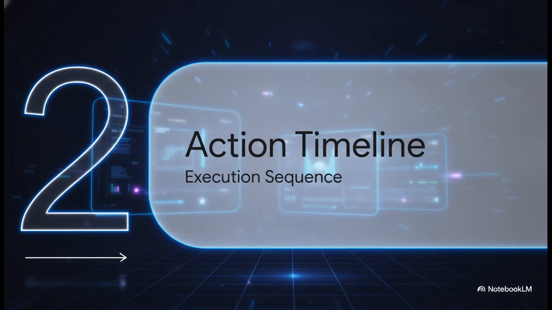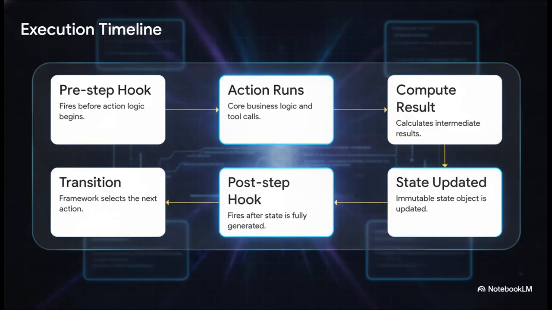Moving on to Section 2, the action execution timeline. To really master these hooks, we need to map out the exact execution timeline. It's a highly deterministic ordered sequence. Before your action even touches the state, boom, the pre-step hook fires. Then the action runs, the result is computed, and that immutable state gets updated. Only after that new state is fully generated does the post-step hook fire, which is then followed by the framework actually selecting the transition to the next action.